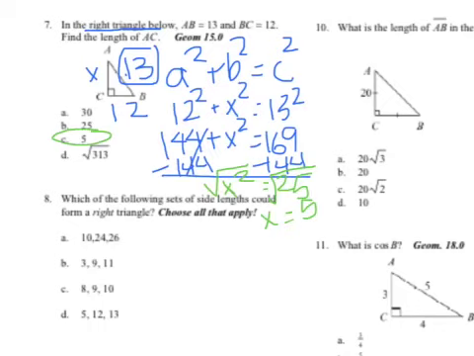So for this one I just did the Pythagorean theorem and simplified, and I found the missing side was 5. At this point, if we wanted to, we could find the area or the perimeter of that triangle.